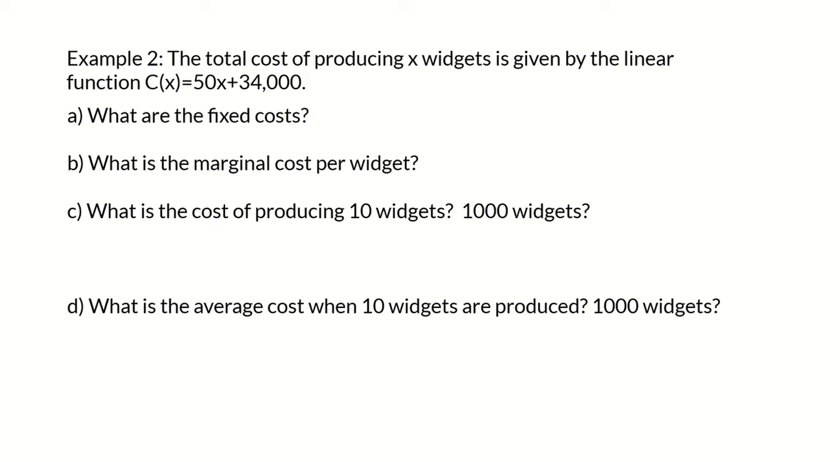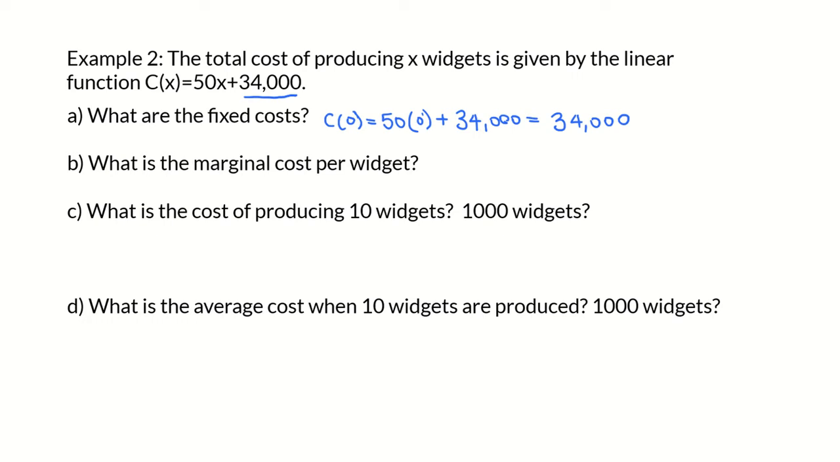The total cost of producing x widgets is given by the linear function c of x equals 50x plus 34,000. What are the fixed costs in this situation? The fixed costs are the cost of producing 0 widgets, or c of 0, which would be 50 times 0 plus 34,000, which is 34,000. So the fixed costs are really the y-intercept value.